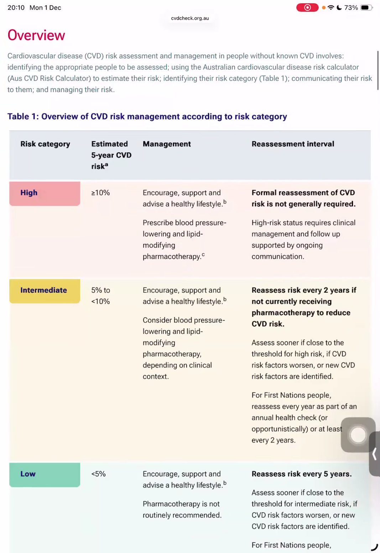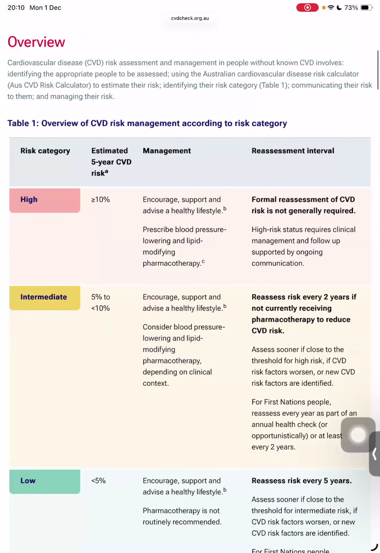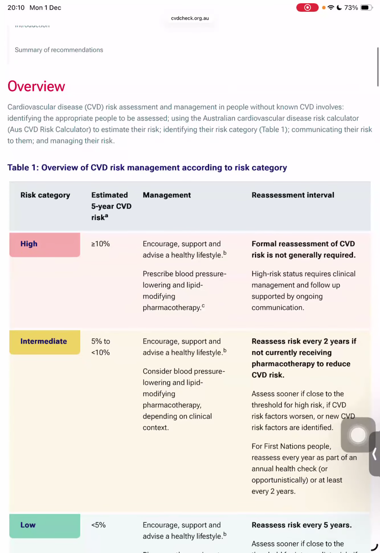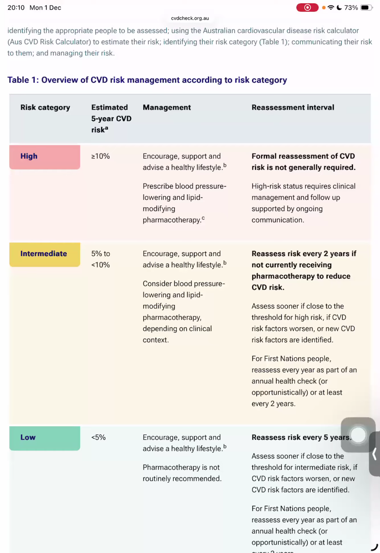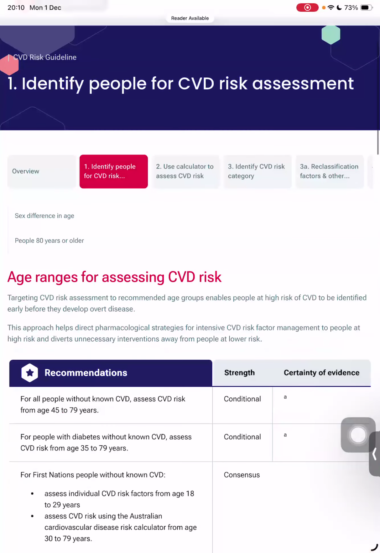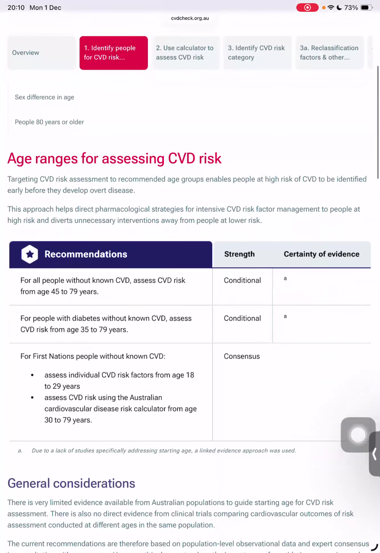Here also they are mentioning the same thing: high risk, intermediate risk, and low risk. This is very colorful and very catchy. You can easily understand, right? This is very easy to understand. So these are the three types of risk: 10%, 5 to 10%, and less than 5%, low, intermediate, and high. So we have to identify the people who have cardiovascular risk, like when we should start this risk assessment.